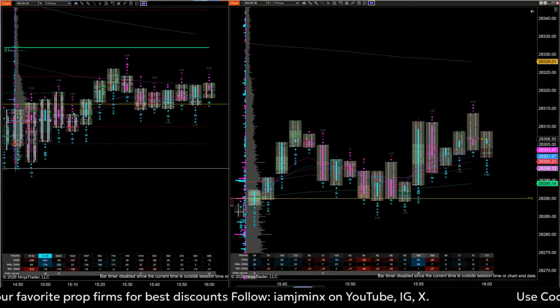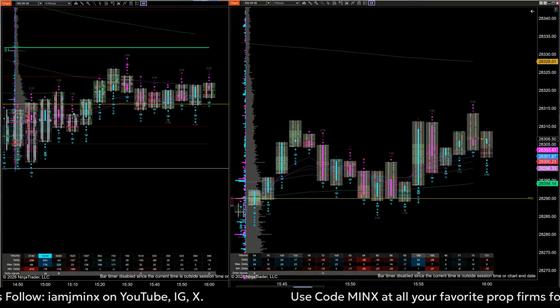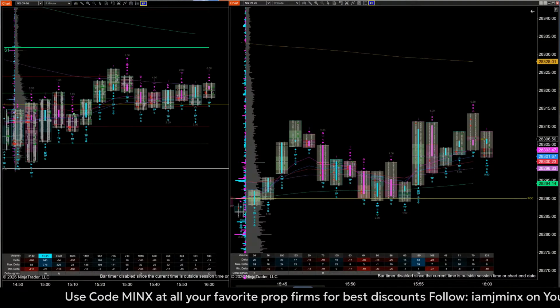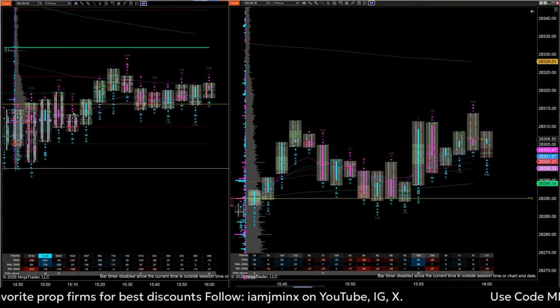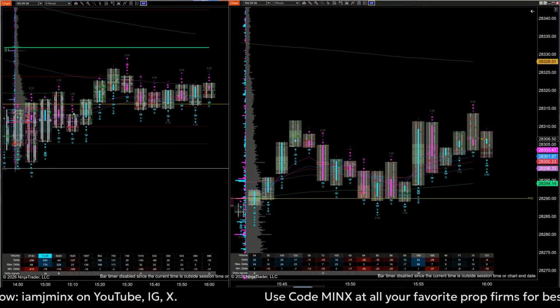What size account do you typically trade? I usually trade the 150K because I get a lot more drawdown. And to be quite honest, I like the bigger accounts, 150K, 200K, 300K.